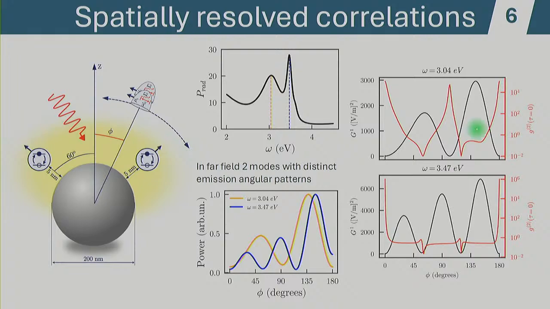And the same we have for another adjustment when our emitters are in resonance with another mode. And it basically tells us that already for this simple system, we have very non-trivial behavior of photon statistics depending on the angle where we are going to detect.